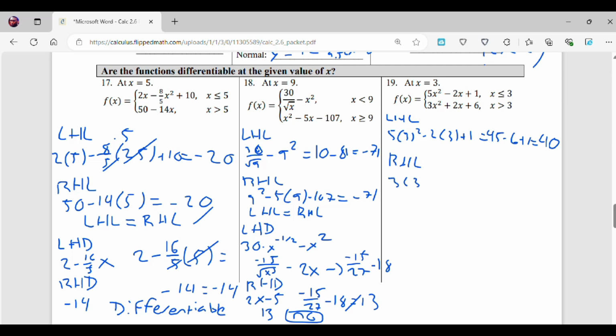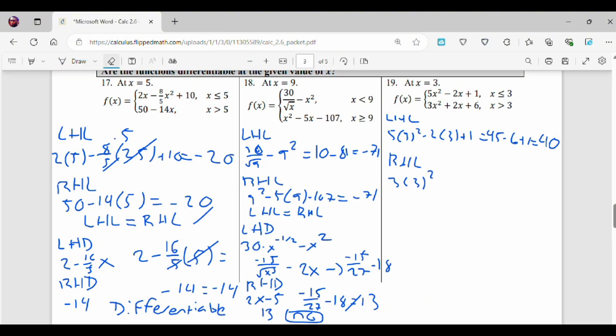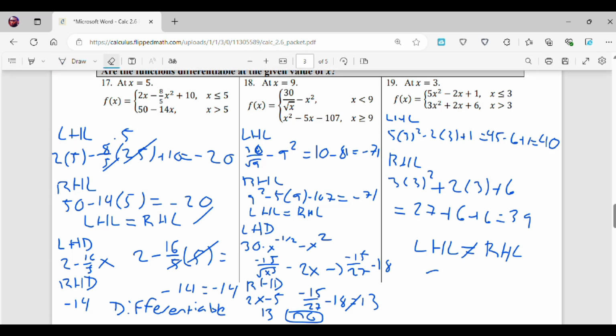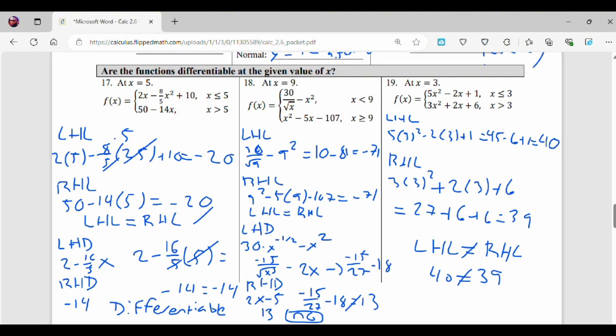So 3 times 3 squared plus, let me rewrite that, it looks like a 12. Plus 2 times 3 plus 6. 3 squared is 9 times 3 is 27. Plus 2 times 3 is 6 plus 6. 27 plus 6 is 33. Plus 6 is 39. Our left-hand limit does not equal our right-hand limit. And that is because 40 does not equal 39. Cool.